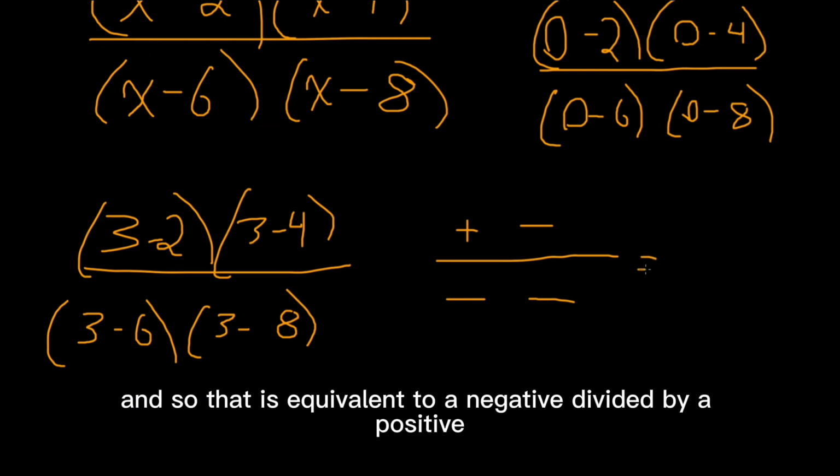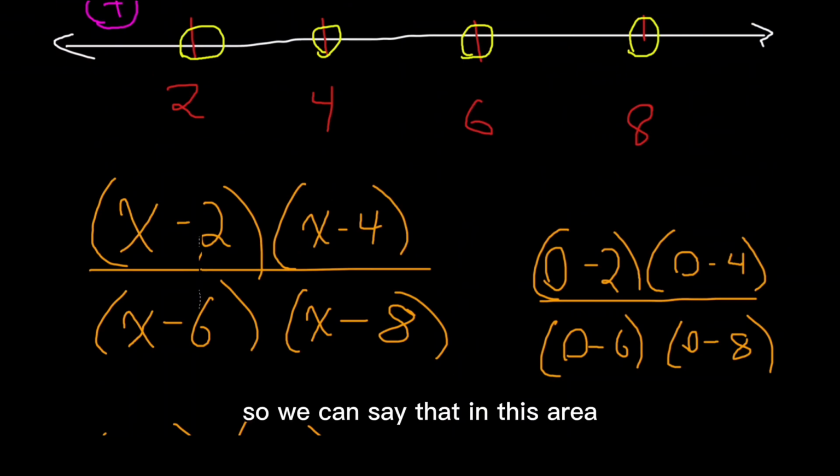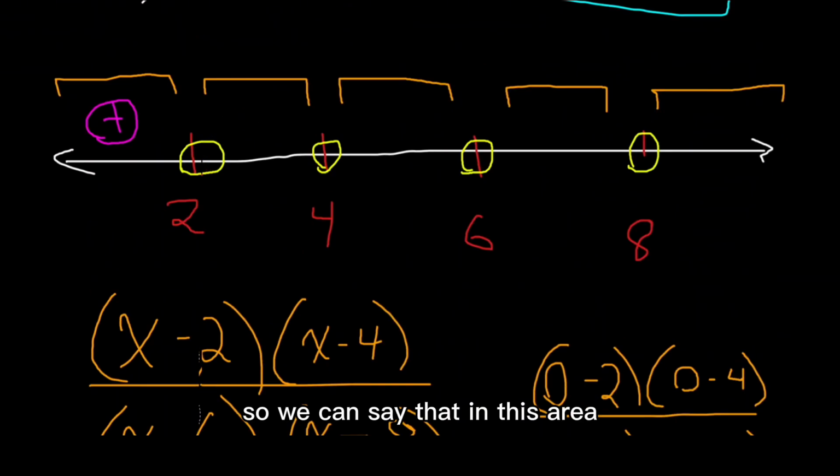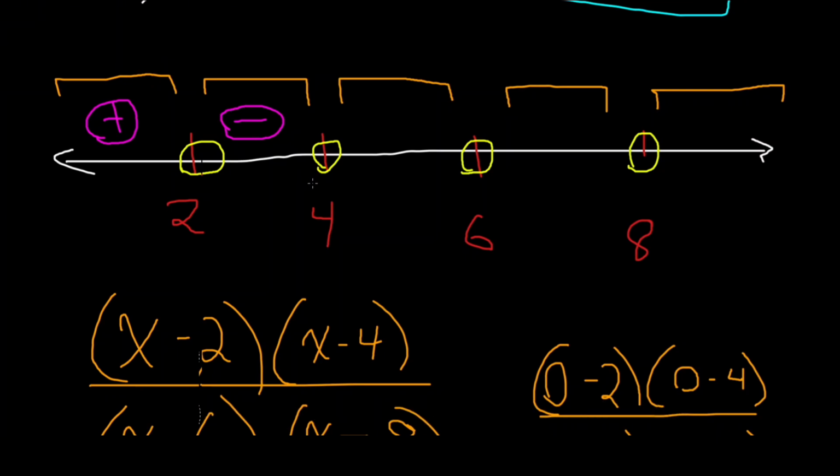And so that is equivalent to a negative divided by a positive. Negative divided by positive will equal a negative number. So we can say that in this area, between 2 and 4, there will be a negative sign. The function will be negative between 2 and 4, but not equating 2 and 4.